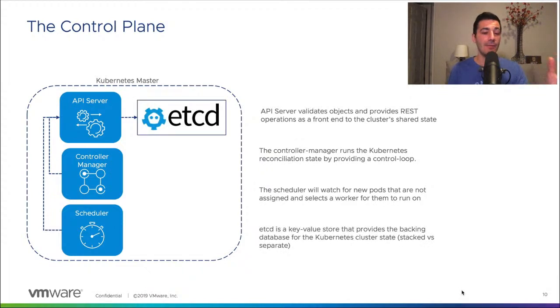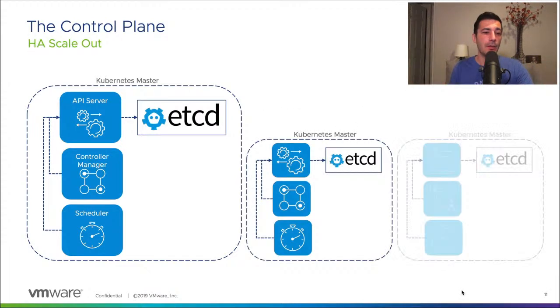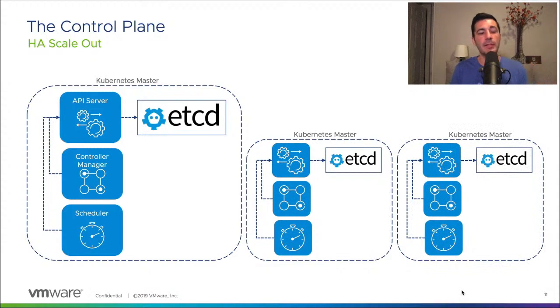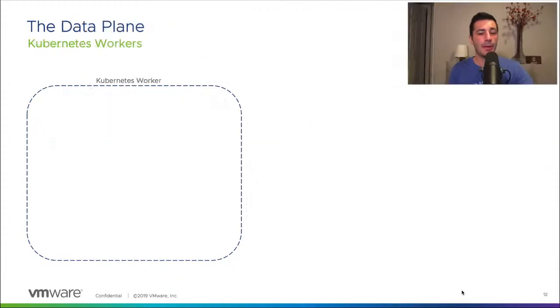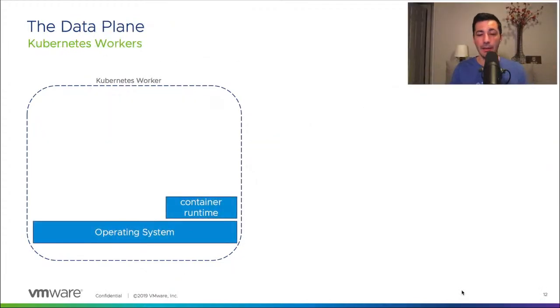This is actually your key value store that basically holds the state of your cluster. And the cool thing about this is that you can also scale out your control plane. So I can actually create multiple masters, connect my etcd servers together, and then I front end everything with a load balancer, and that load balancer just talks to your API server.